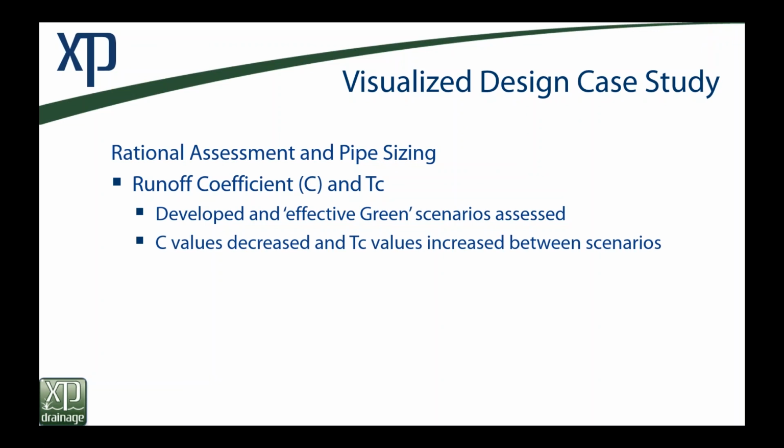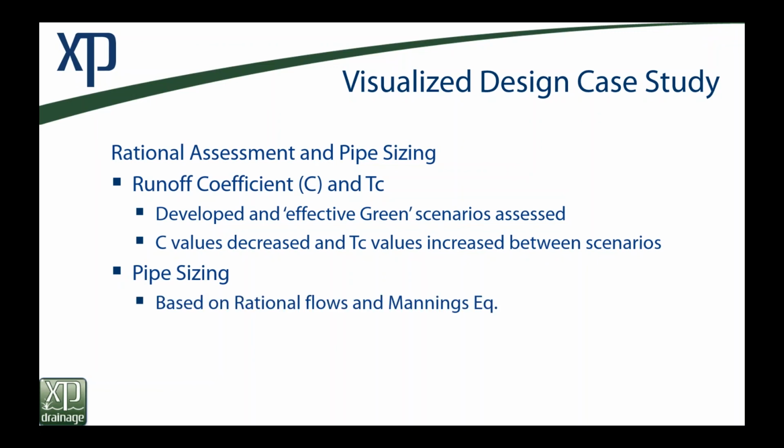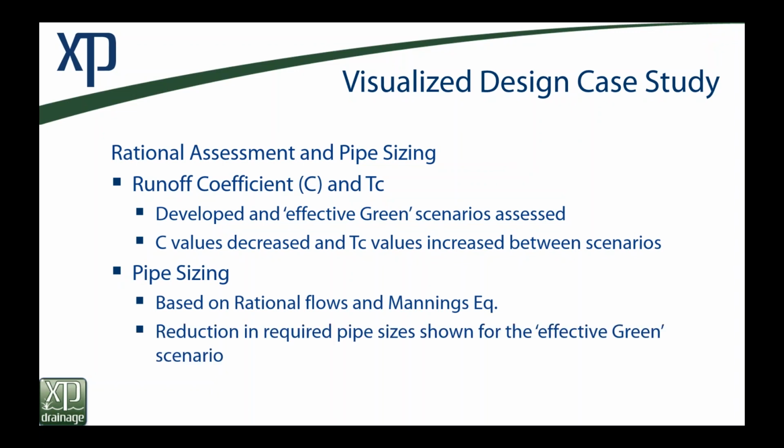So we have distributed green infrastructure collecting all the water. We're going to effectively have a little greener site, so a lower C value and a little longer time to get downstream. Again, this was a very early assessment. With these two developed and green scenarios, we looked at pipe sizing. Let's just size the whole system based on the rational flows and Manning's equation. Pretty quickly we could show that there's a good sized reduction in pipes along both the main trunk line of the system, as well as the lateral branches of this drainage system.